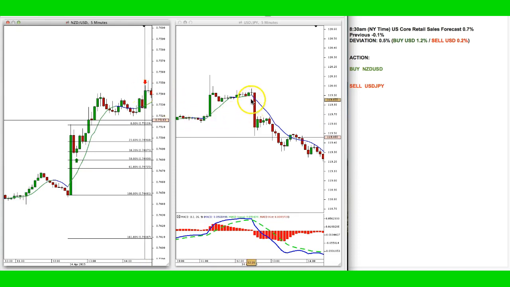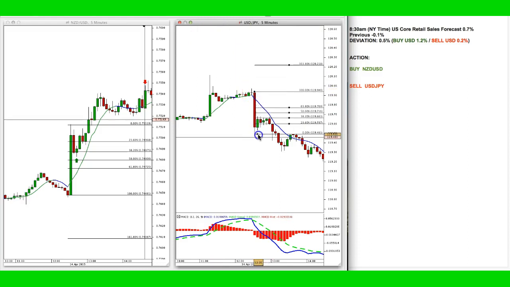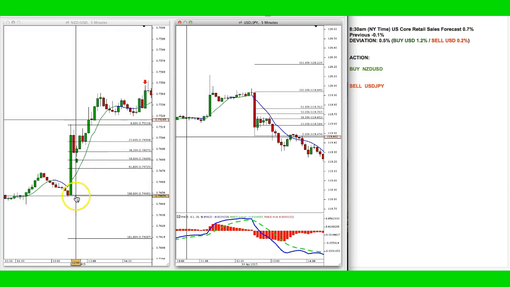On USD yen, the same thing. There's the initial reaction, and I wait for this 5-minute candle to close. Then I take my Fibonacci tool, draw it from the swing high to the swing low, wick included. Price came back up to 38%, struggled to penetrate that level and just collapsed. That was the entry, and the stop loss is above the swing high, and on the other pair the stop loss is below the swing low on that first initial reaction.